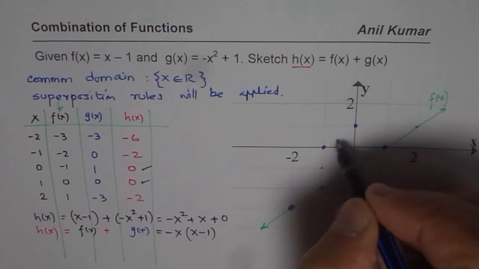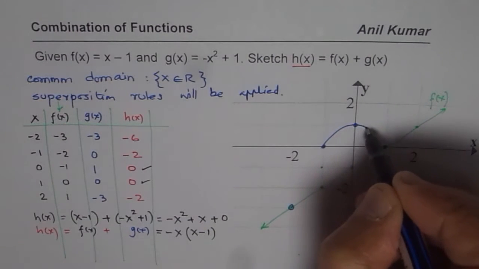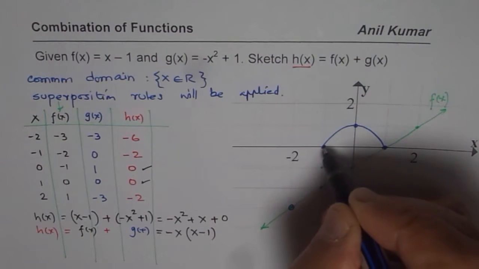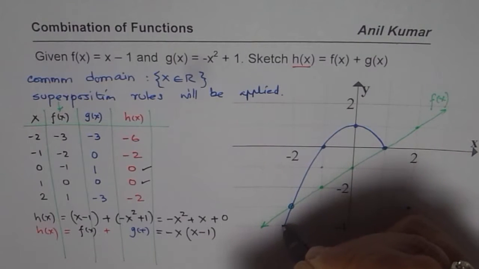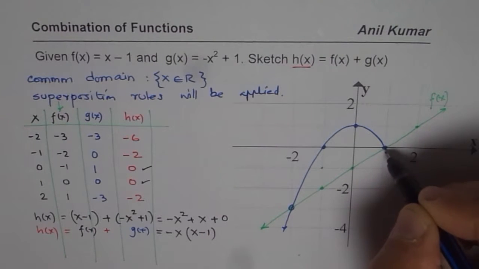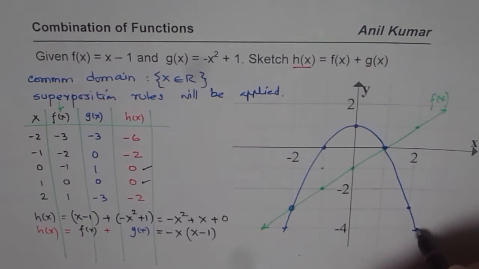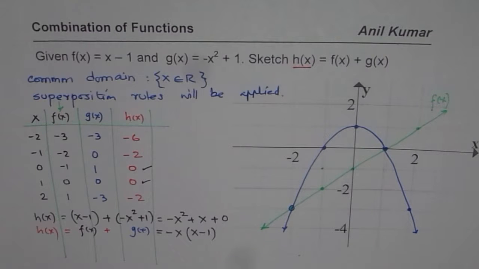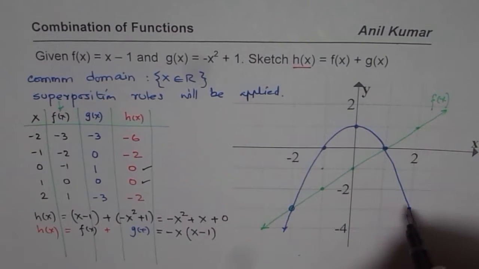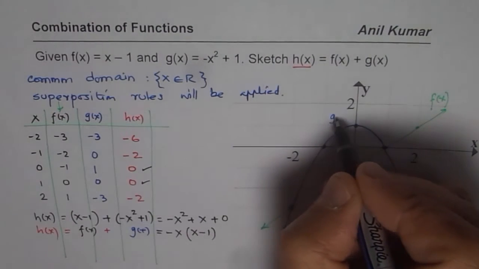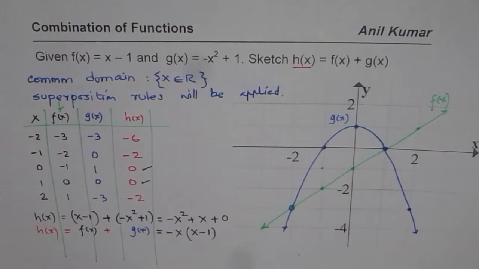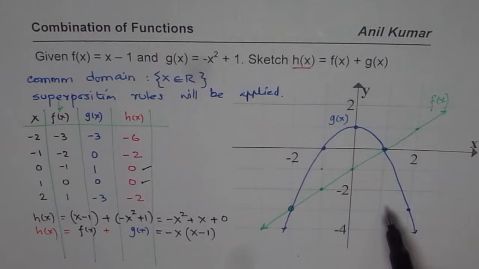So if I join these points, I do get a parabola, a smooth curve, correct? So it's kind of like this. Okay, so that's the parabola which represents the function g of x. Let me write g of x here. So we get these two functions. When we have to add, this is actually the third method also which can be applied.